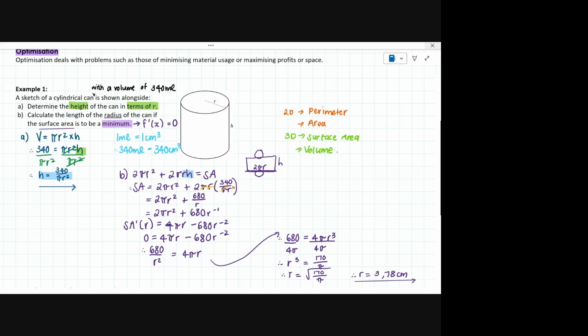And I was just about to ask if we have any questions. So Lorato? Ma'am, when we are rooting the 170 over pi, do we have to include the plus or minus in the beginning, or can we just leave it out since it's supposed to be a positive value? So you have raised a very important point in that this is a cube root because it's r cubed. So it should actually say cube root.